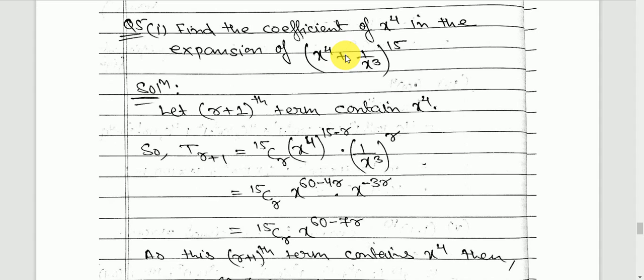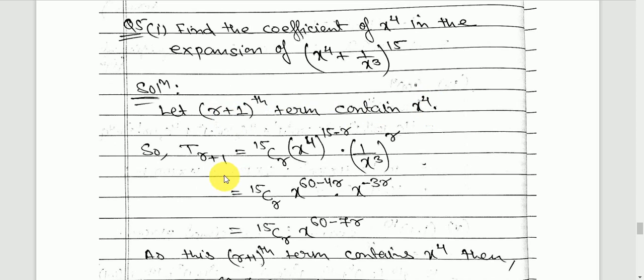Yes, 2ab. So 2 is the coefficient of ab. Same way, in this expansion you will get x to the power 4. So what would be the coefficient of that x to the power 4? First of all, we don't know which term will contain x to the power 4. So firstly, we have to find the term which will contain x to the power 4. Suppose the r plus 1th term contains x to the power 4.